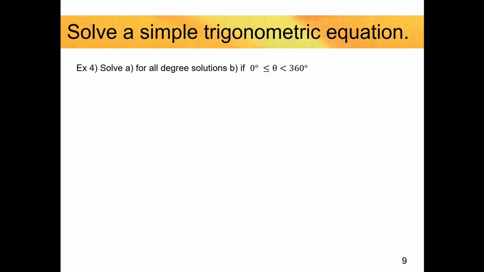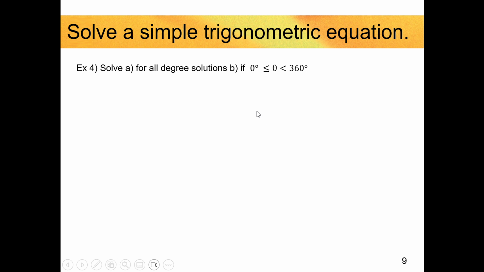I'm not sure why the book wanted it this way. On the test, you would switch it around. On the test, I'll either give you one or the other. I'm going to say solve for all degrees, or I'm going to say solve between 0 and 360. Now, these are in degrees. What's the other angle measurement we used? Radians. So I could say solve between 0 and 2 pi, right?